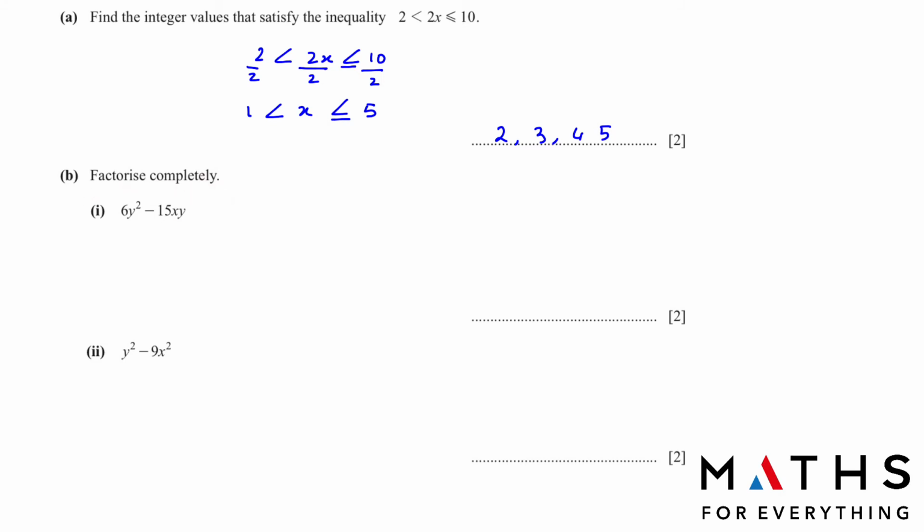Factorize completely. In an equation like this, first factorize the y out. So you will have y. What is remaining now? 6y minus 15x. If you understand this, well and good, that 3 times 2 is 6 and 3 times 5 is 15. What is the common number here? 3. So we remove that out. Now we are left with 2y minus 5x. So that's our answer.